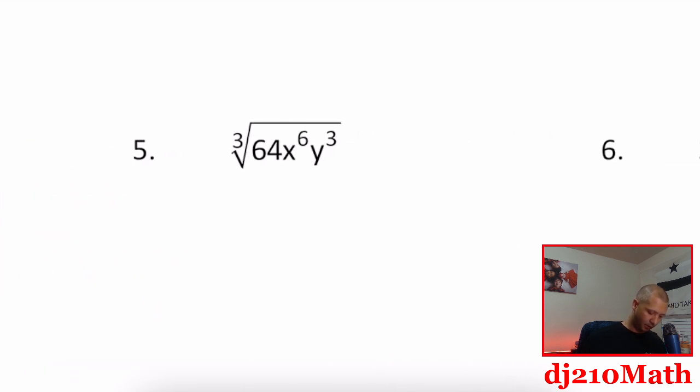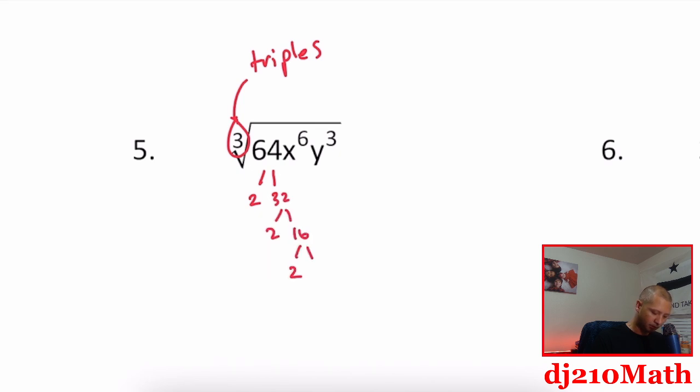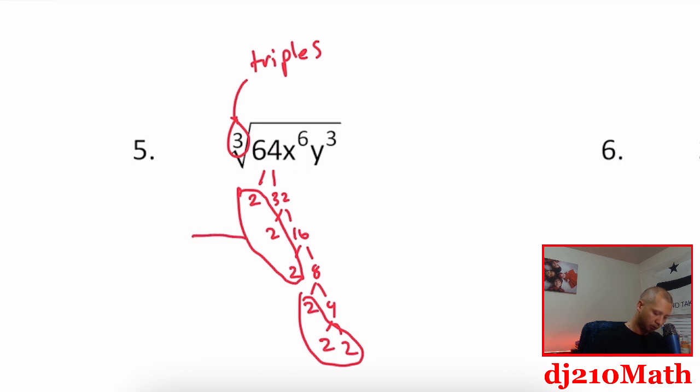Okay, here we have a cube root. So now we're going to look for triples. Right, not pairs, not doubles, but triples, 3s. All right, 64. 2 and 32. 2 and 16. This is 2 and 8. And this is 2 and 4. This is 2 and 2. So triples, we have 1 set of triples, 2 sets of triples. So these are going to come out as single 2s outside.